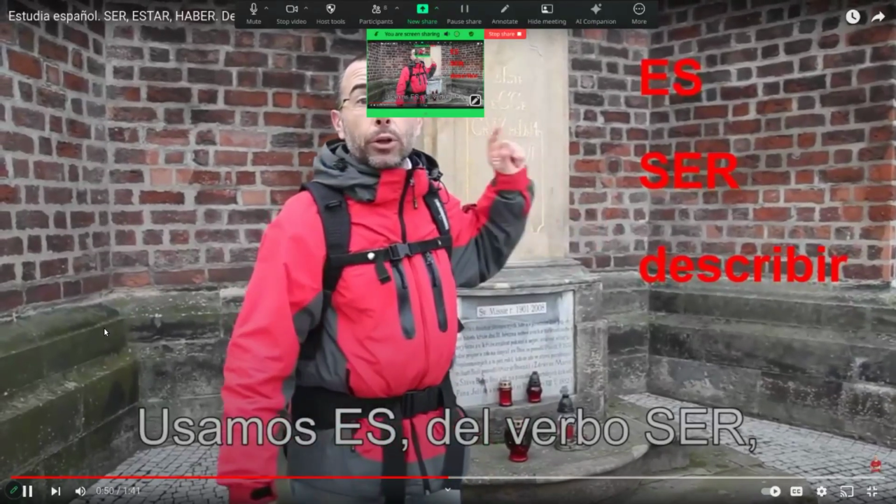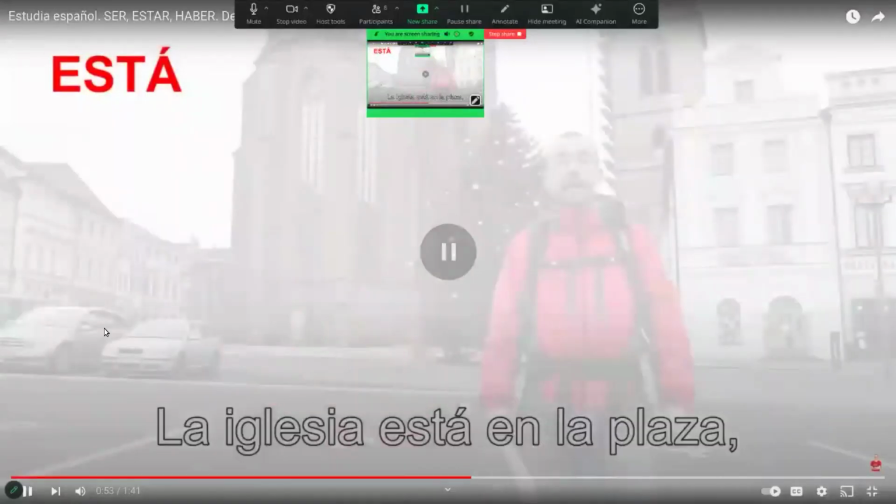Usamos es del verbo ser para describir las cosas. We use es to describe things, but I'm going to give a caveat, a warning. We use es to describe with descriptions. It is something. When it's a description that it's an identifier, something that's not easily changeable, you know? Es importante, it's important. Es único, it's unique. Something doesn't really stop being unique, does it? Es rojo, it's red. Es azul, it's blue.